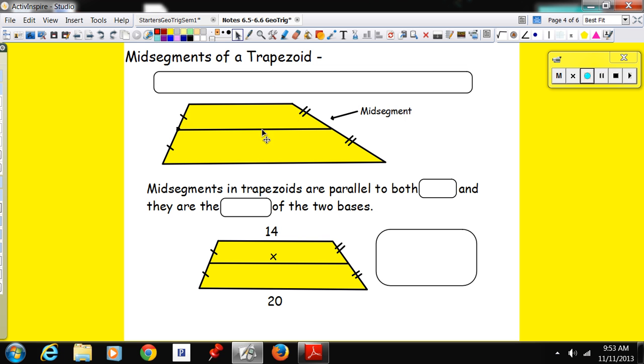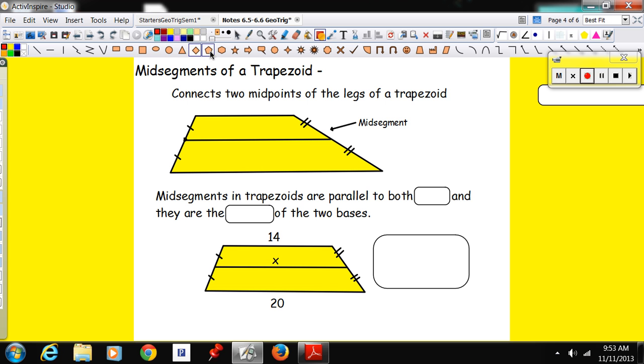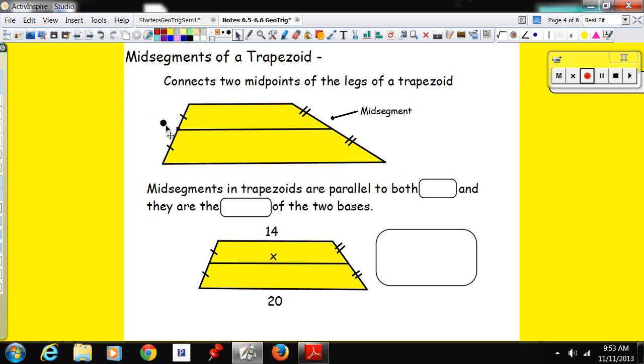Now we talk about a trapezoid that's got a mid-segment right here, middle segment. Mid-segment means middle segment. And it's when you connect two midpoints of the legs of a trapezoid. So this point right here would be a midpoint. So if I was to make a dot here, this right here would represent a midpoint. You can see that this piece would be the same as this piece because that's in the middle. And then you'd have another midpoint on this side. You got this top piece congruent to this bottom piece.